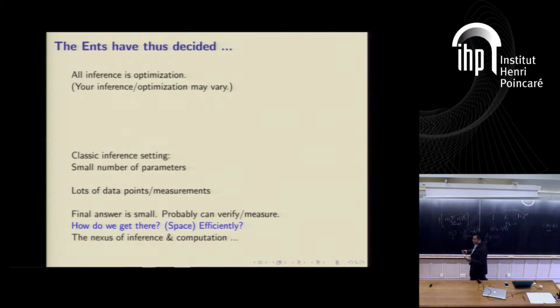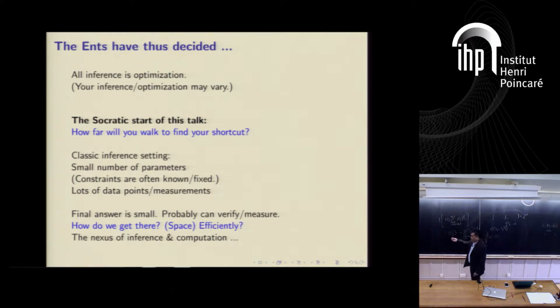The main question I'm interested in, from the perspective of optimization, is how do we actually solve the optimization problem space efficiently? What bothers me is that in a lot of these optimization problems, the constraints are fixed or known in advance. I'll give you two examples right in the next slide. Your constraints are fixed, you know your final answer is small, and your optimization process now takes humongous amounts of space, and you're blowing up all kinds of parameters. That's fundamentally bothersome as an optimization.